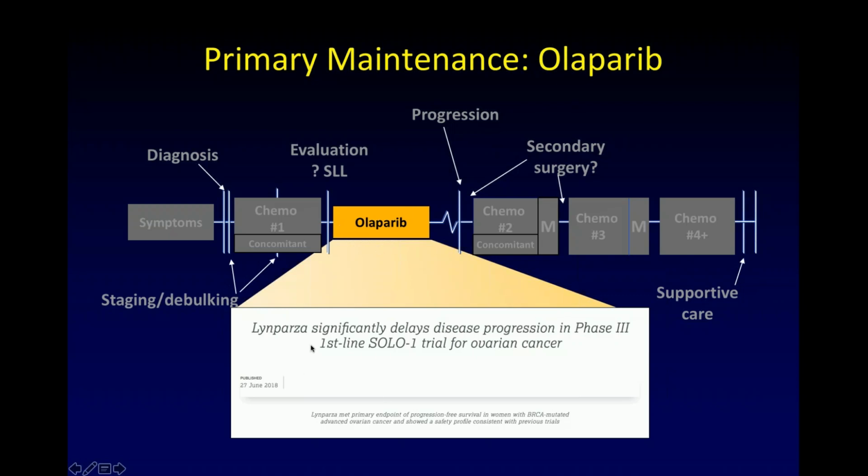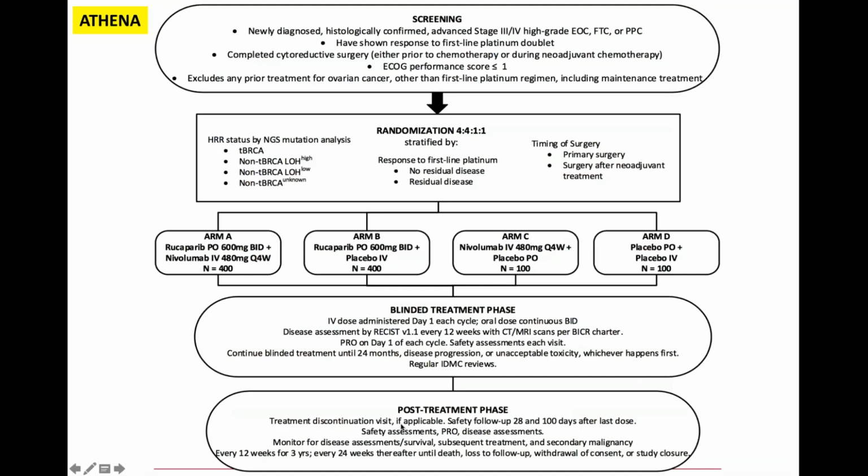So this is a press release that says Lynparza significantly delays disease progression in phase 3 first-line SOLO-1 trial for ovarian cancer. And down here in the fine print, you can see it's in women who have BRCA mutated advanced ovarian cancer. So this is not for everybody, but looks to be a very important finding for patients that have the germline mutation in BRCA. And so we'll hear more about that soon.